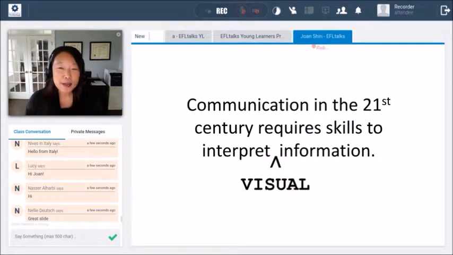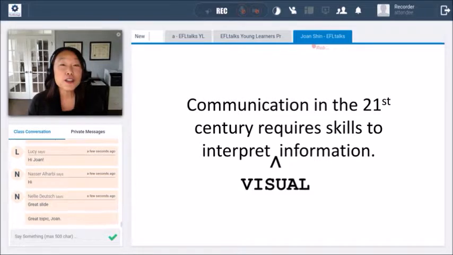Before I give you an example, I want to just point out that in this digital age, communication in the 21st century requires skills to interpret lots and lots of information online and through social media. I would like to emphasize the importance of interpreting visual information. Although visual literacy is not necessarily a new concept, it has become increasingly important in this digital age.